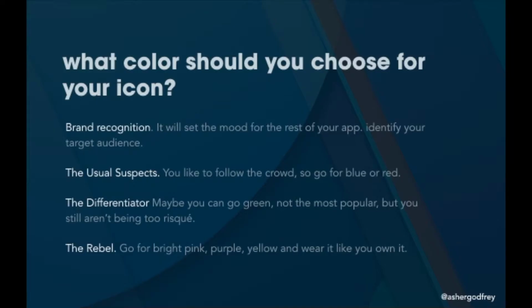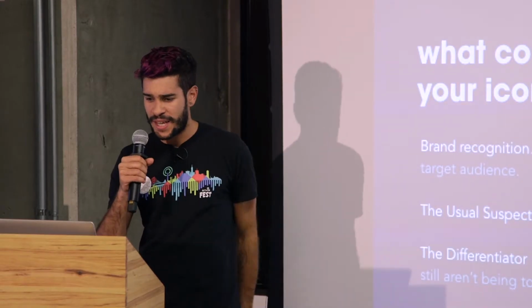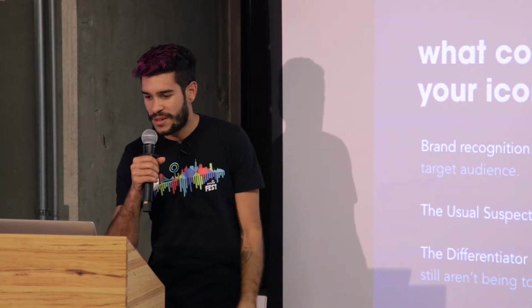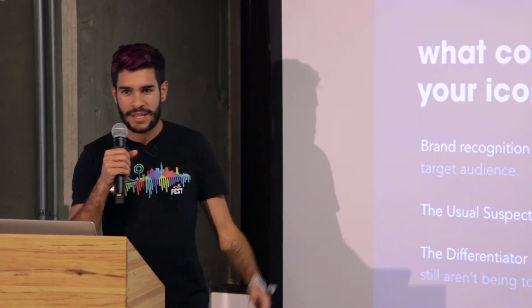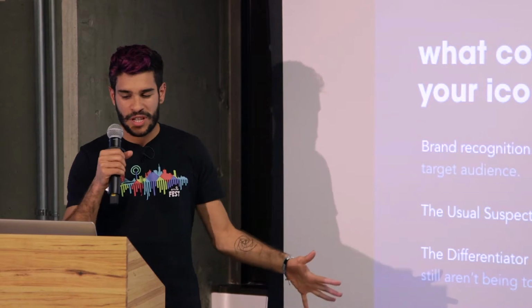So what color should you choose for your icon? This is a great question. Brand recognition is super strong because when you open your phone, you associate blue with Google, and you associate yellow with Snapchat. So it really depends. If you want to play it safe, if you like to follow the crowd, then I would say go for blue or red. Red is Airbnb. So the usual suspects.